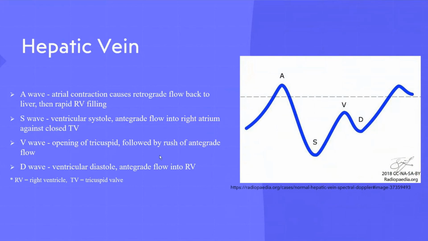The normal hepatic vein Doppler waveform is classically described using 4 waves. The A wave: atrial contraction causes retrograde flow back to the liver, then rapid ventricular filling. The S wave is ventricular systole, antegrade flow into the right atrium against a closed tricuspid valve.